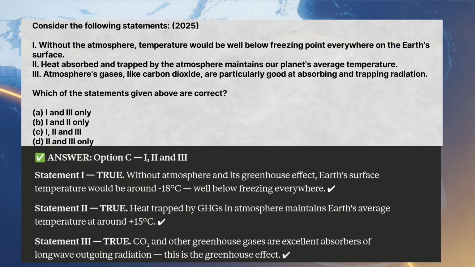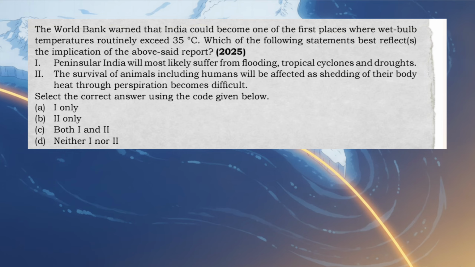Answer C. Question 8, UPSC Prelims 2025. The World Bank warned that India could become one of the first places where wet bulb temperatures routinely exceed 35 degrees Celsius. Which of the following statements best reflects the implication? 1. Peninsular India will most likely suffer from flooding, tropical cyclones and droughts. 2. The survival of animals including humans will be affected as shedding of their body heat through perspiration becomes difficult. Option A, 1 only. Option B, 2 only. Option C, both 1 and 2. Option D, neither 1 nor 2. Pause 5 seconds.